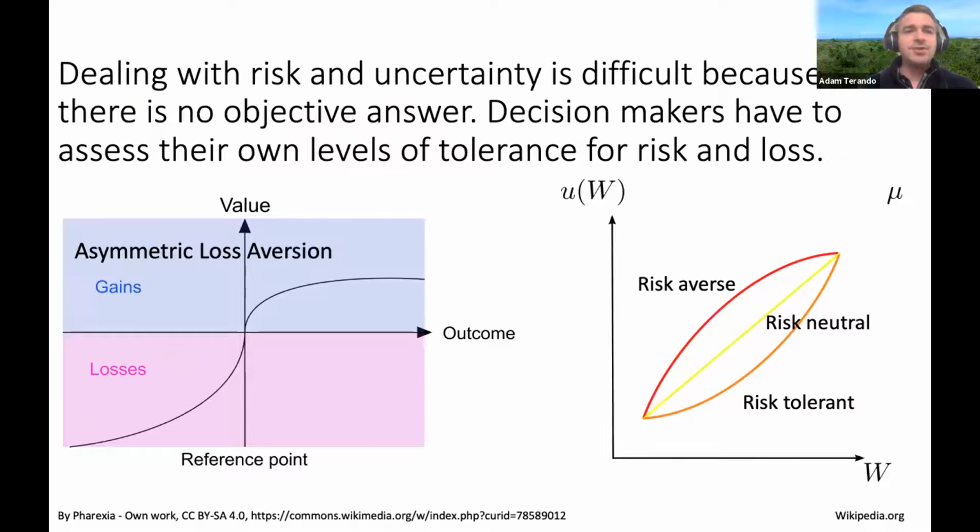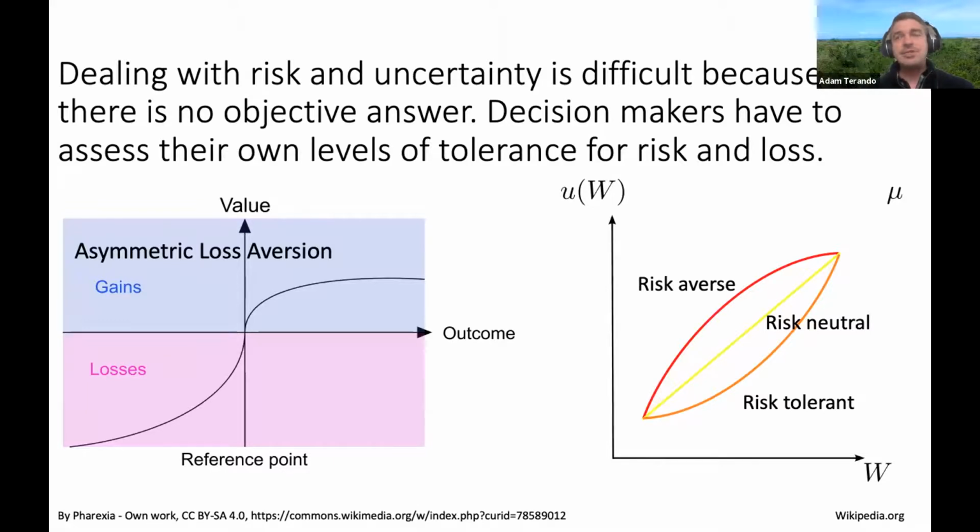So, overall, dealing with risk and uncertainty is difficult because there is no objective answer. Lots of times, I get asked, well, which scenarios should we use? Which one's going to happen? Which one's most likely? And it's just really difficult to answer that. But that doesn't mean that you can't make a decision if you're a decision maker.